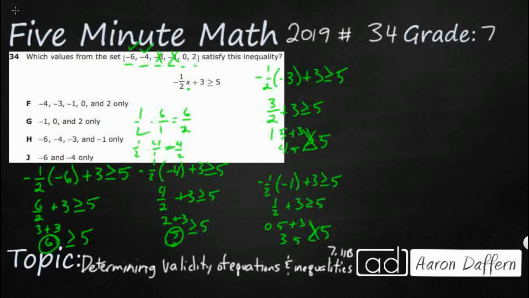Let's check 0. If 0 is not working, we know that last one's not going to work. 0 is easy to check because when you multiply that by -1/2, that just cancels it out. So -1/2 times 0 is just nothing. So that's just 3 is greater than or equal to 5. We know that is not the case. As we get farther away from 0 to the right, it gets more and more unlikely that it's going to happen. So our answer here is going to be J.